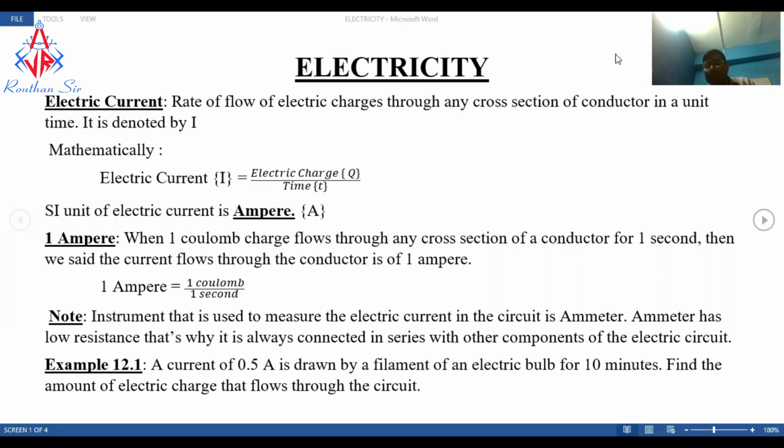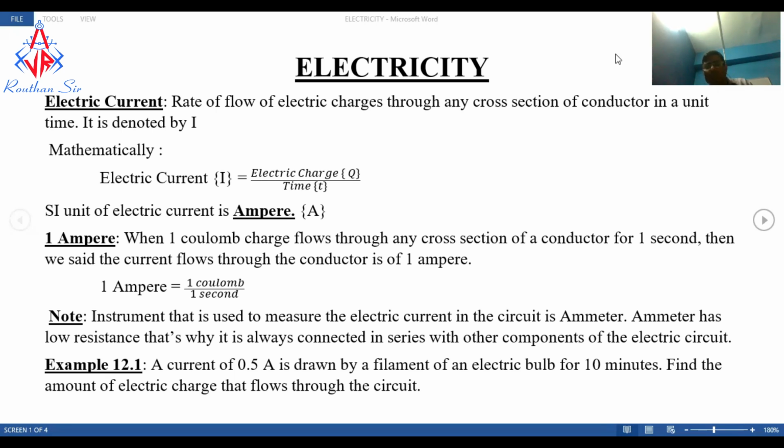Note, the instrument that is used to measure the electric current in a circuit is called an ammeter. Ammeter has a low resistance. That's why it is always connected in series with the components of an electric circuit. One more important thing: to detect the electric current in a circuit, we generally use a galvanometer. In our household, we use a tester or a simple circuit.